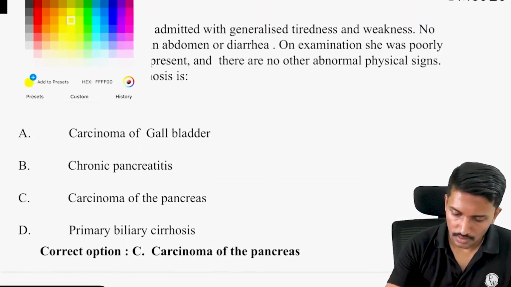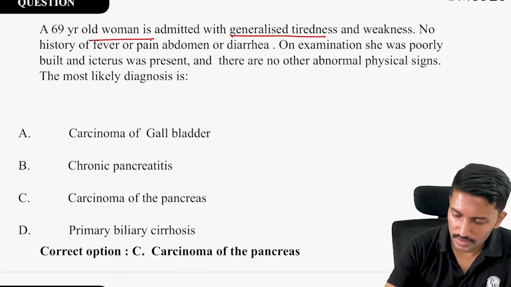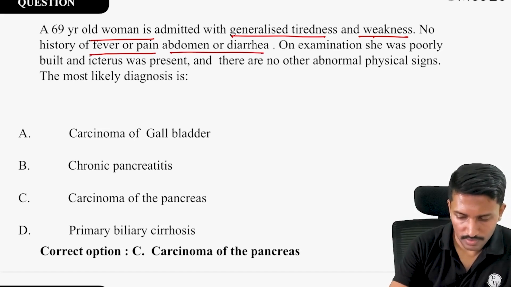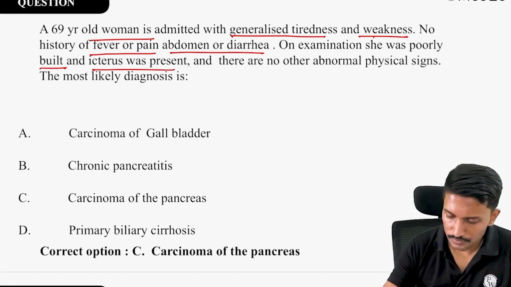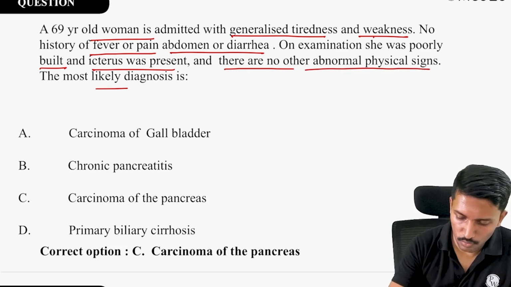Next, a 49-year-old woman is admitted with generalized tiredness and weakness, no history of fever, abdominal pain, or diarrhea. On examination, she was poorly built and icterus was present. There are no other abnormal physical signs. What is the most likely diagnosis?